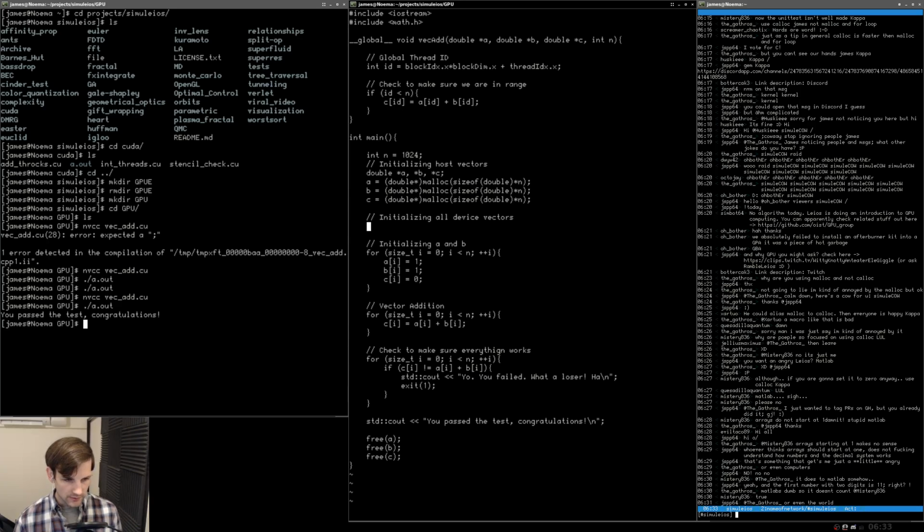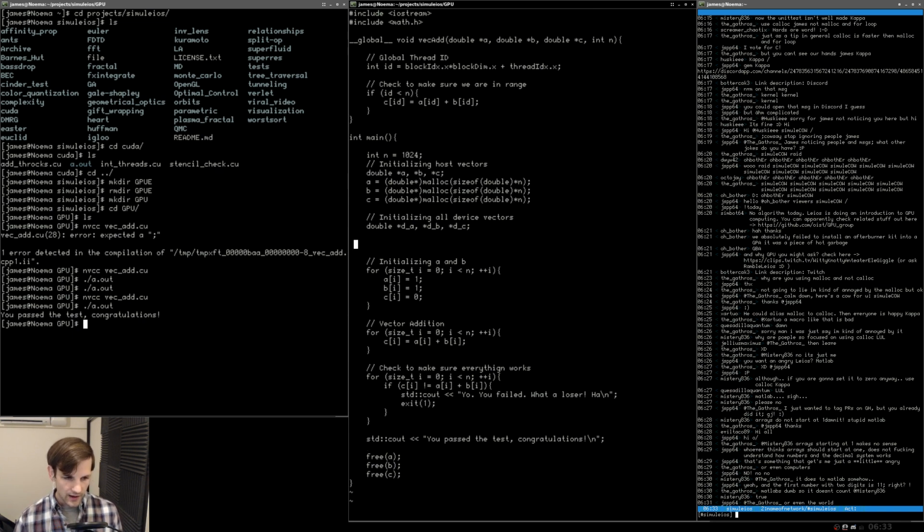Okay, pop down here. And so we're just going to say double star, and I'm just going to call it dA, star dB, and star dC. Okay, so these are going to be our device vectors. Similar to what we had before, we're going to have a malloc command. And again, this is why I was doing the malloc command. It's going to be cudaMalloc, and then we grab the pointer. So it's going to be, I'm sorry, not the pointer.